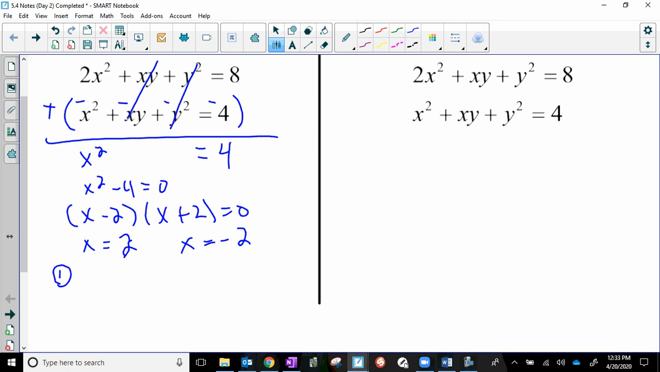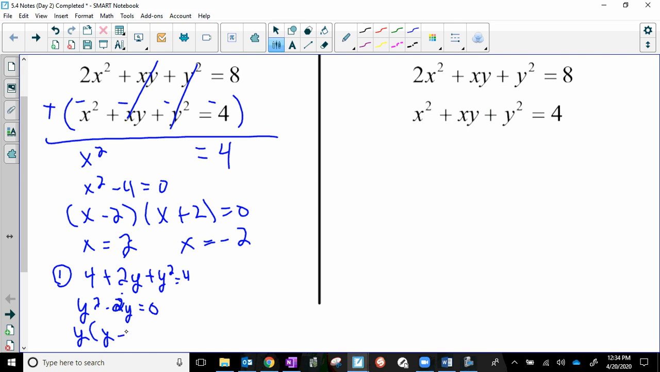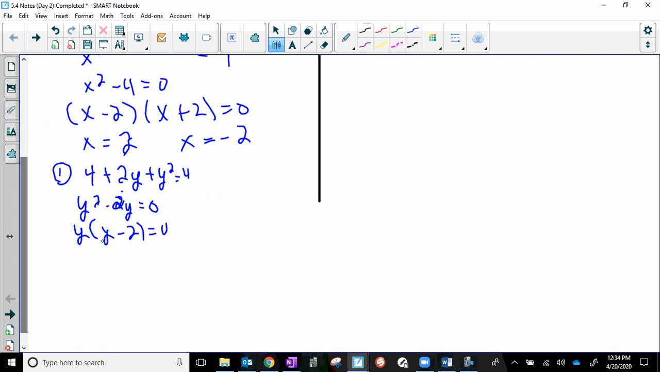So if I go to the first equation and I put in my 2, I can go solve this and just solve by factoring. Set each factor equal to 0, and I get what? 0 and 2. Don't forget to put x first. So x was 2. Give me y is 0. And when x is 2, we also got y was 2.